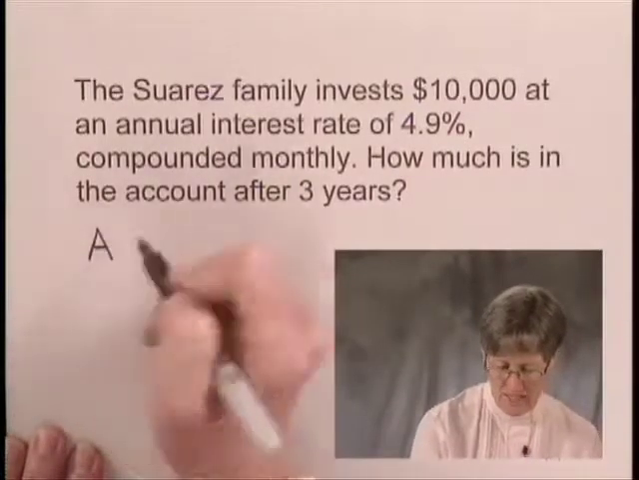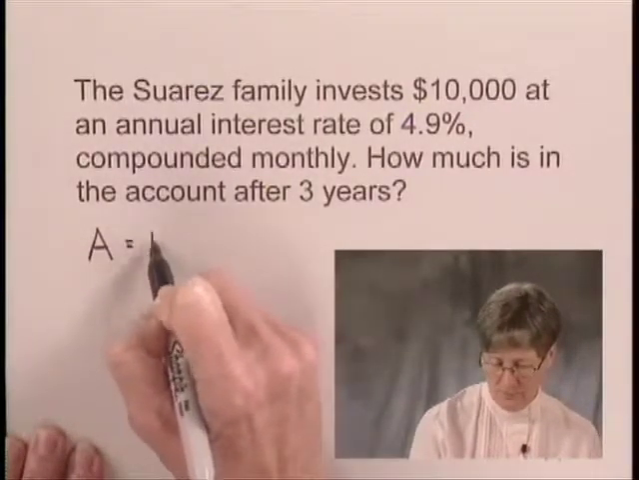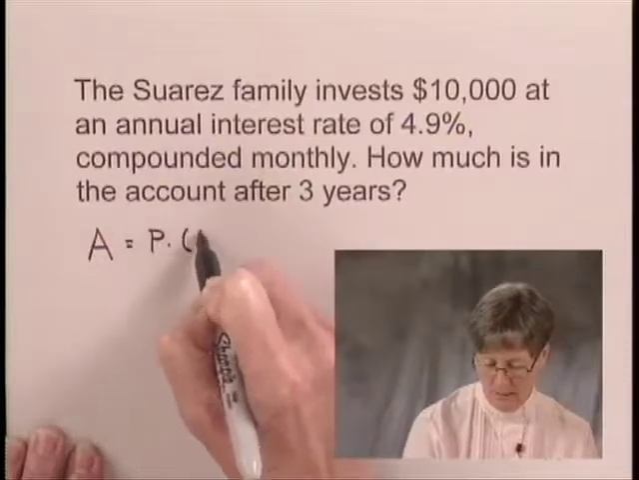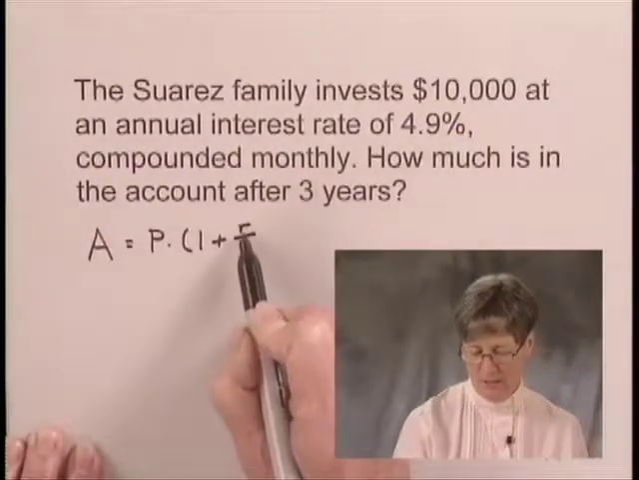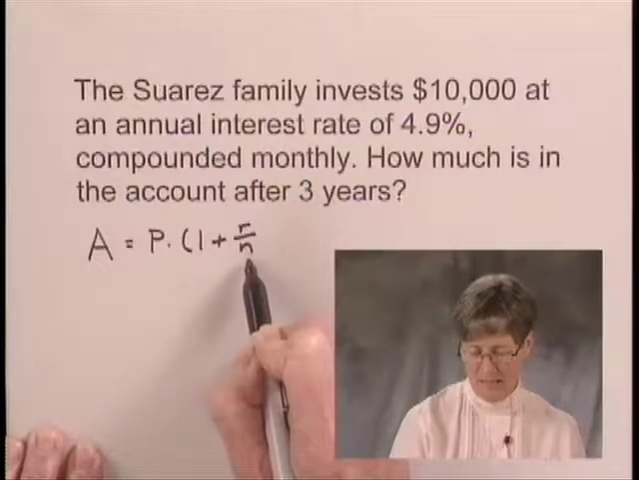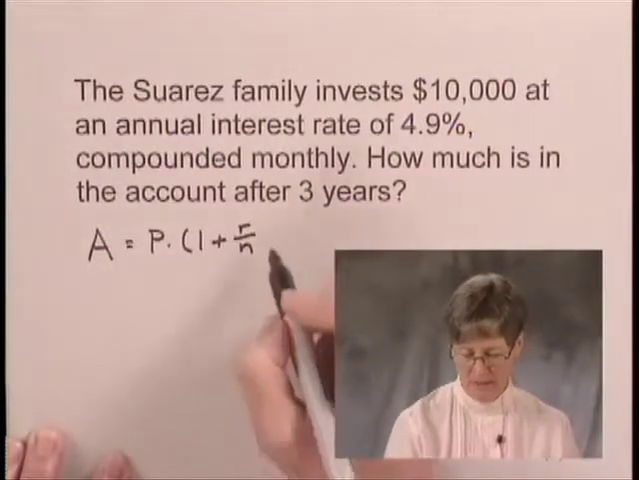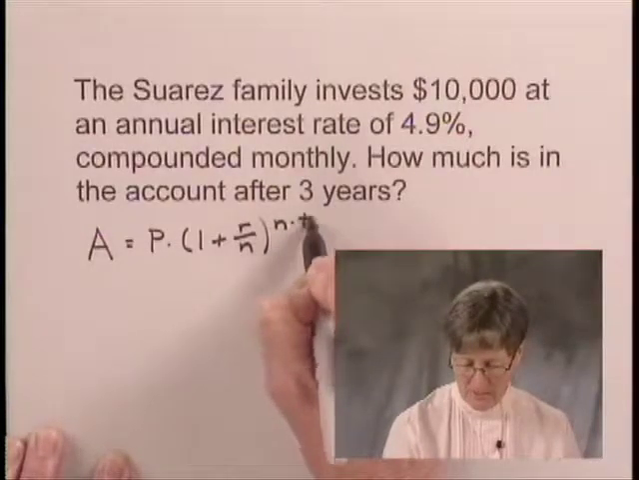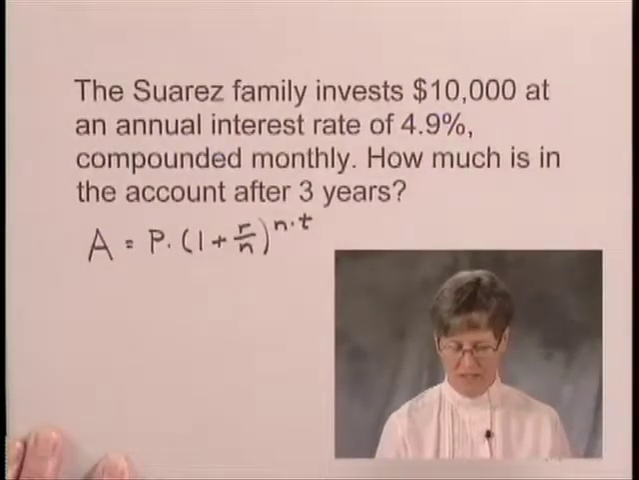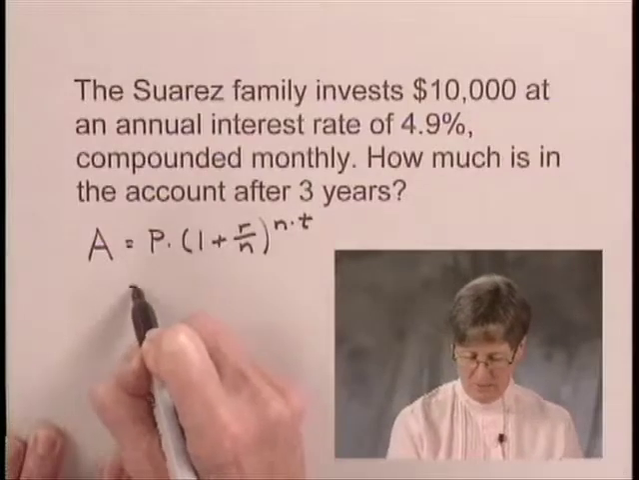That formula is A, the amount in the account, is equal to the principal P times 1 plus R over N, where R is the interest rate and N is the number of compounding periods in each year. And that's raised to the power N times T, where T is the length of the investment. So let's make the substitutions.